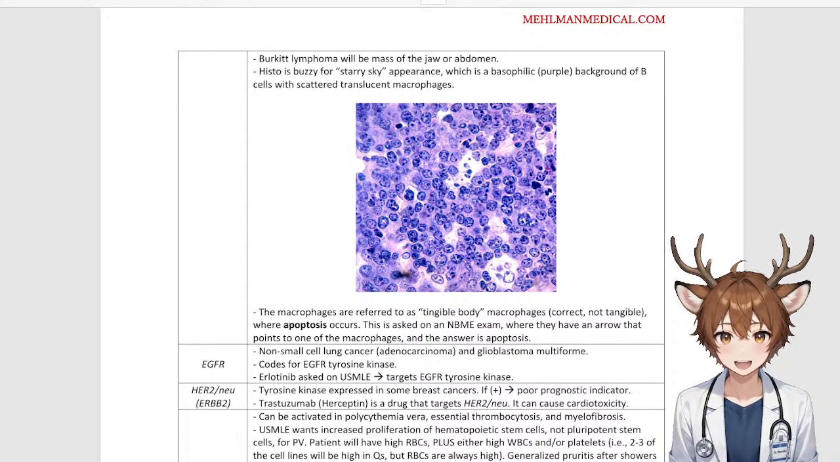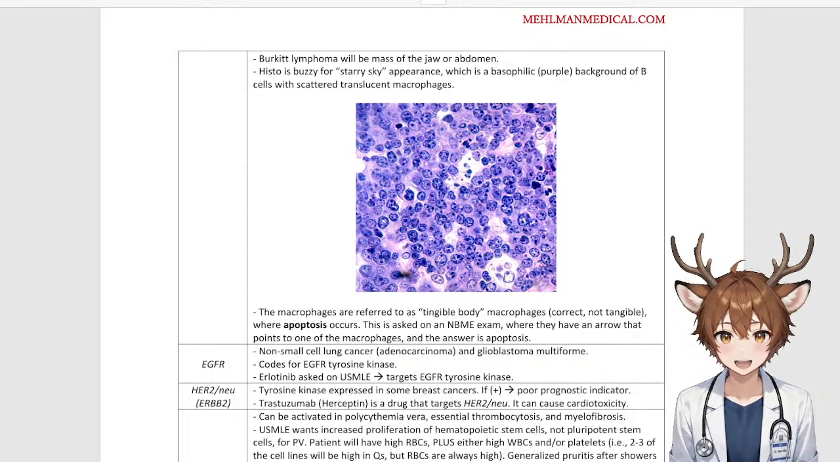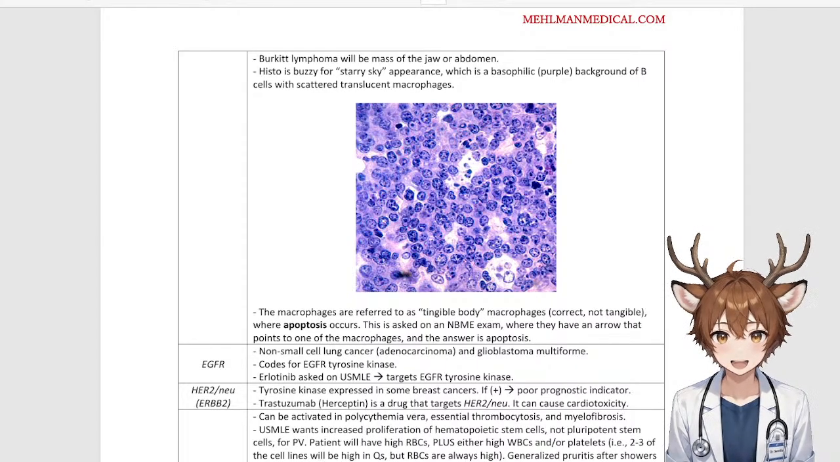When apoptosis occurs, this is asked on the NBME exam where they have an arrow that points to one of the macrophages, and the answer is apoptosis.